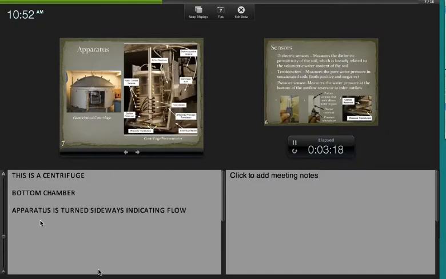So this is a picture of our apparatus. On the left is the centrifuge we used, and on the right is the apparatus. The filter plate I was talking about is right there.